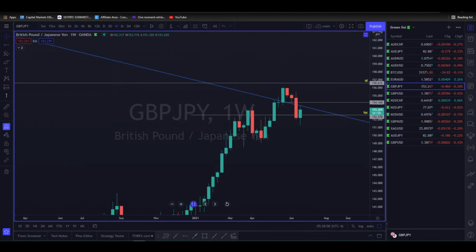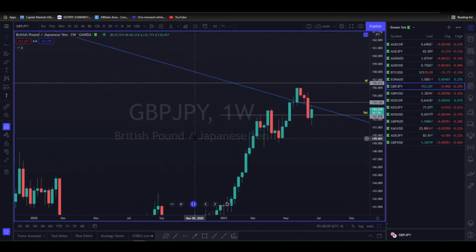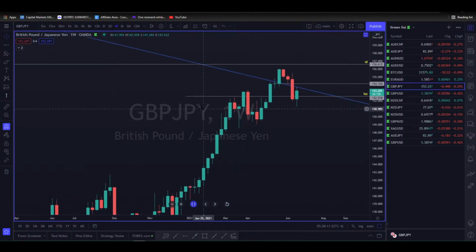Since I ran into some trouble Sunday, we're going to take a look at the Forex Weekly Outlook. We're going to do it right now, and we're going to do it pretty rapidly. So first pair we're going to look at is the Great British Pound and the Japanese Yen.